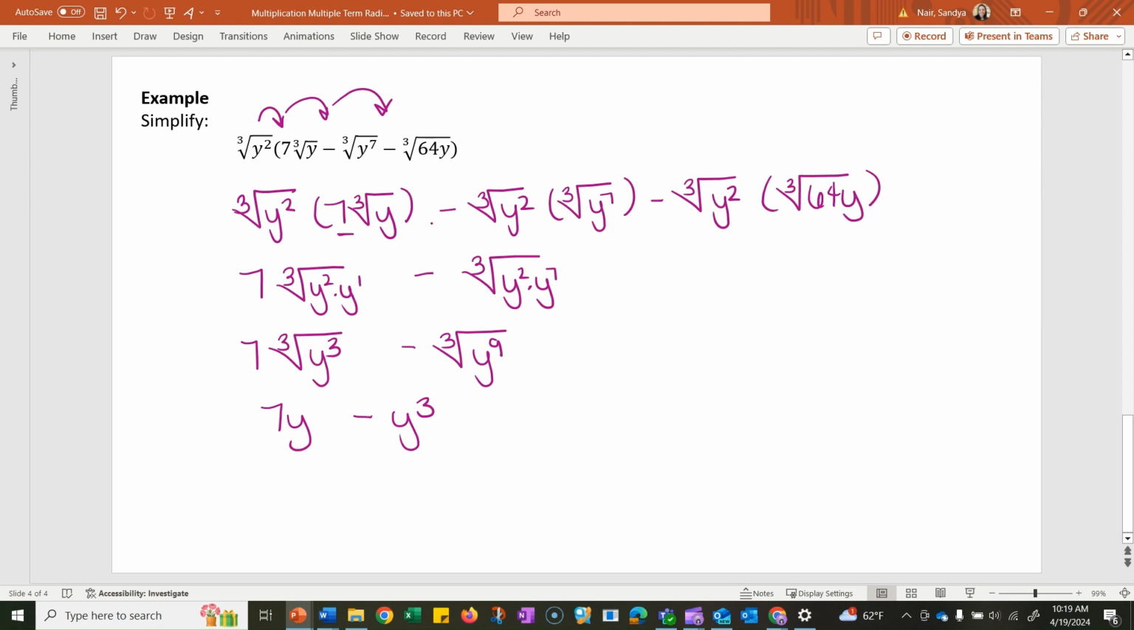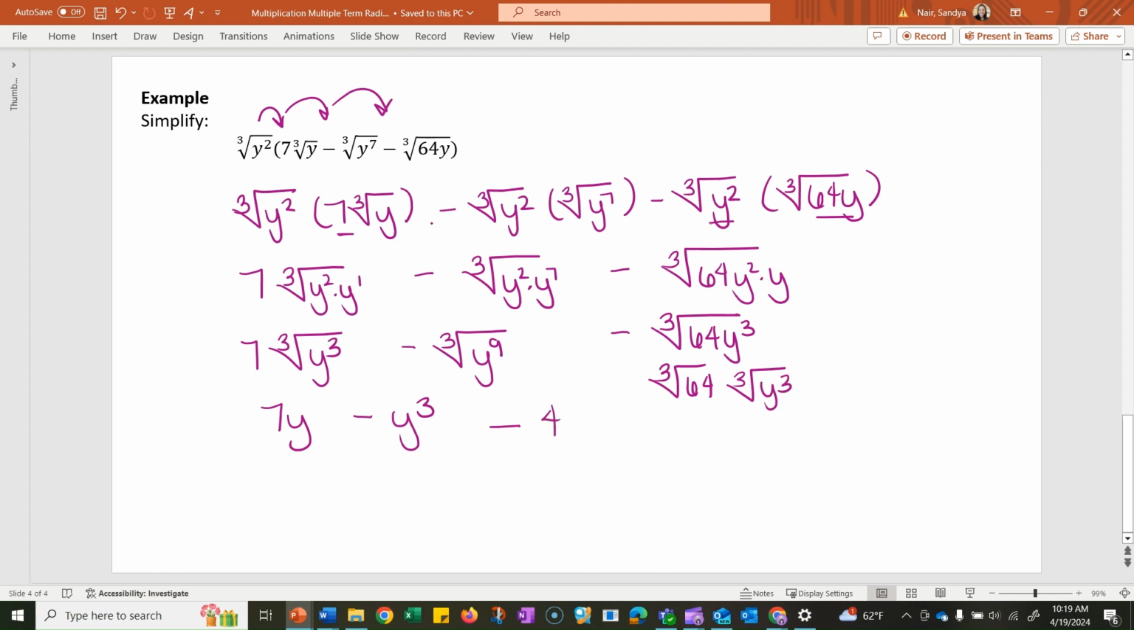Now let's do the last one. So I have minus the cube root of, and so here I'm doing y squared times 64y. So I'm going to write the 64 first, and then y squared times y. Okay, so that's going to be minus cube root of 64y cubed. Well, I can take this apart, right? So this is the cube root of 64, and then the cube root of y cubed. Well, the cube root of 64 is 4, so that's just going to be minus 4, and then the cube root of y cubed is just y.